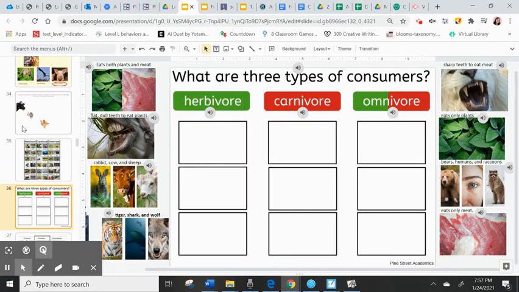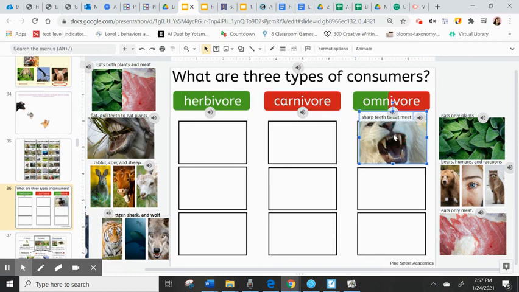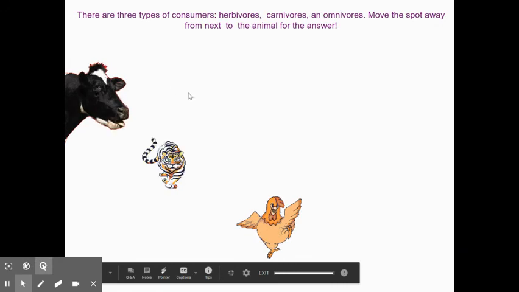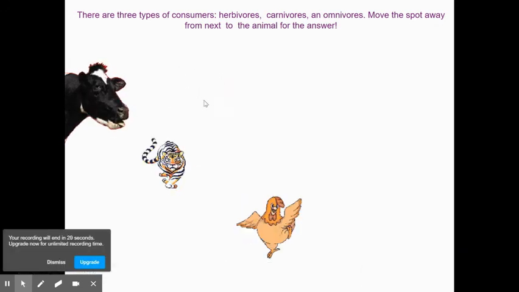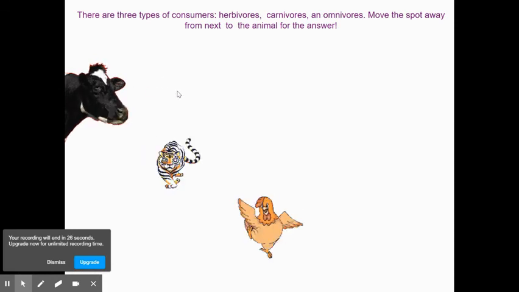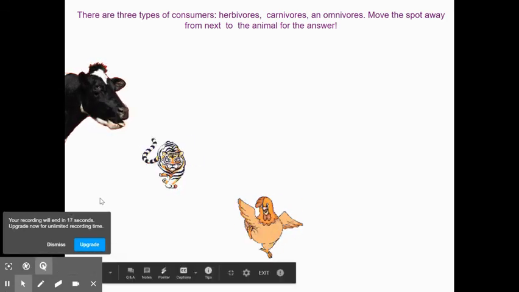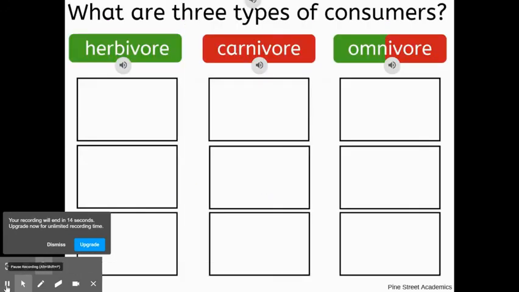Okay, so now your job is to complete this sort. Tell me, do these pictures describe herbivores, carnivores, or omnivores? Move the picture that describes the correct type of consumer. All right. When you're done with that, there's a fun little game here where you can move the thing right next to the animal and it will tell you if it's a herbivore, carnivore, or omnivore. So give that a try after you finish your activity of sorting the pictures. Okay, go ahead and do that now.